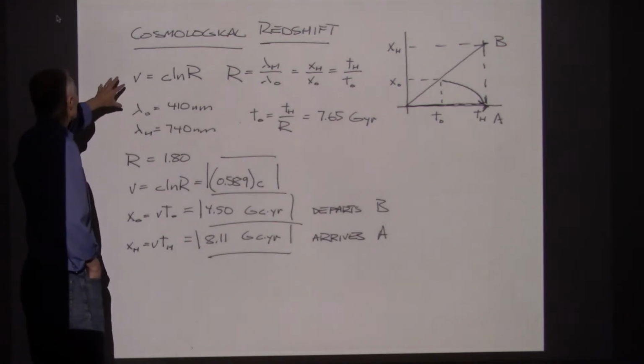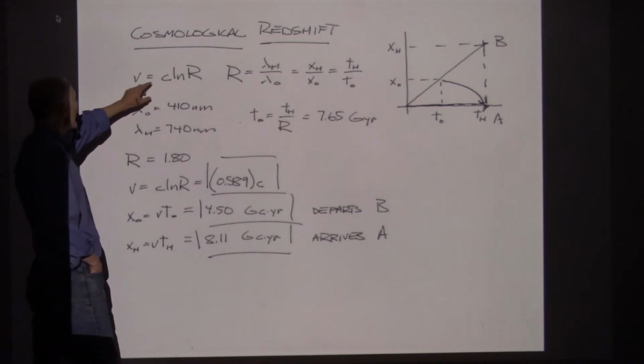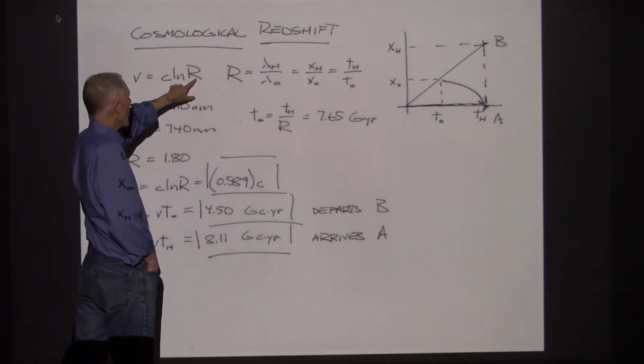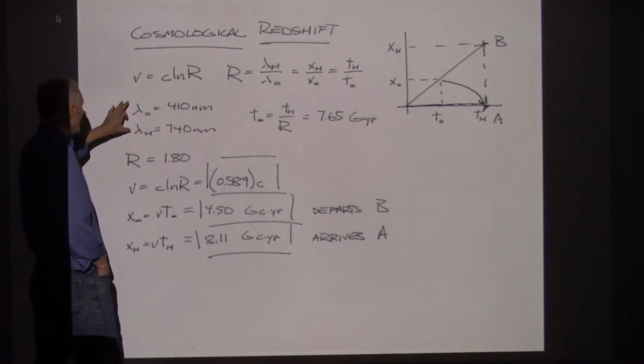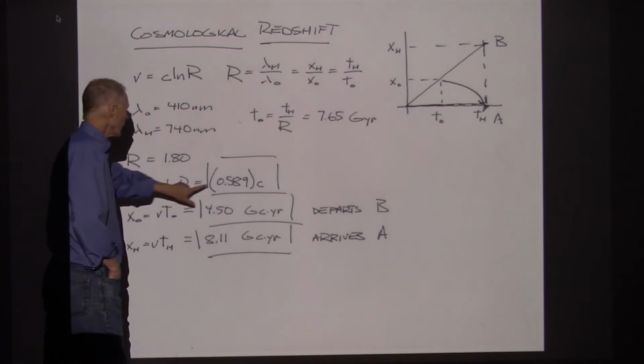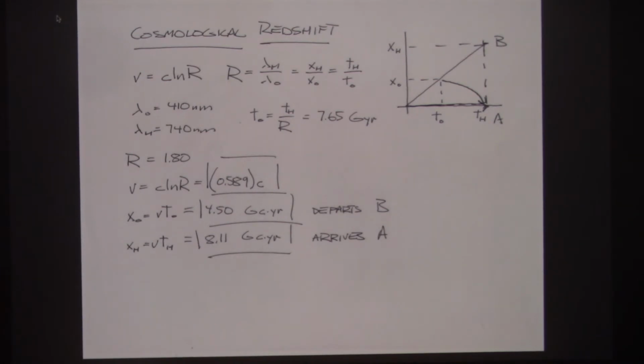Now here's the other formula. So at what rate are the two galaxies separating from each other? And v is equal to c times the natural logarithm of R. So again, from these numbers, the R value is 1.8. The rate of separation of the galaxies is pretty high. It's 0.589 times c. About 60% of the speed of light is the rate of separation.